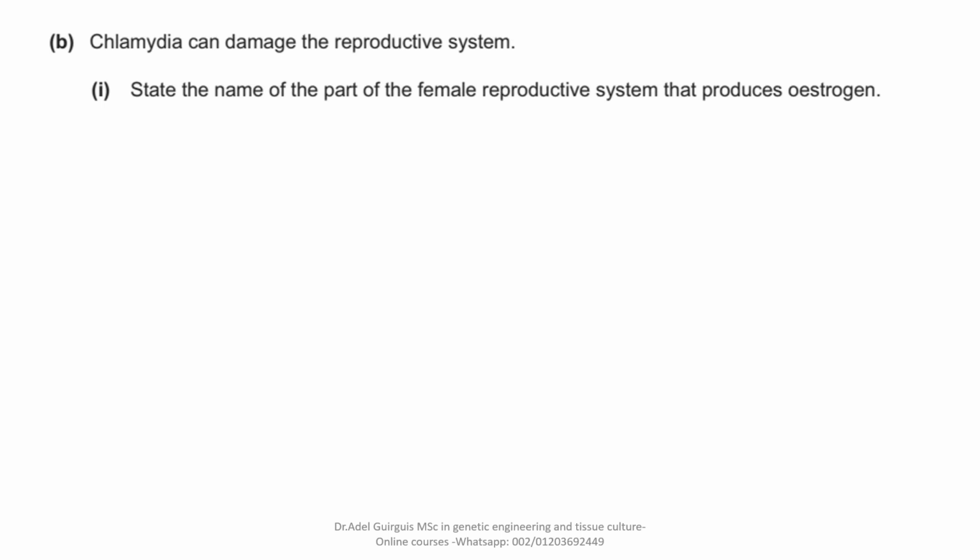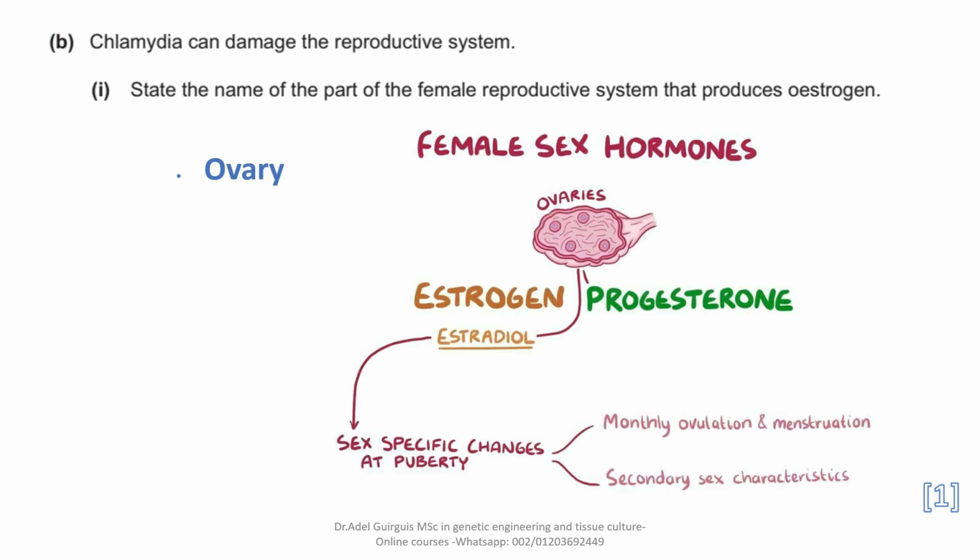Now, chlamydia can damage the reproductive system. See the name of the part of the female reproductive system that produces estrogen. Estrogen, the female hormone, is produced by, secreted by the ovary. Look, the female sex hormones, estrogen and progesterone, are secreted by the ovaries of the female.